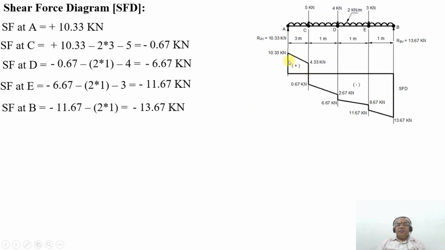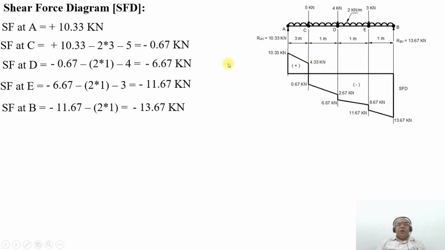When we analyze this in shear force, we can see SF at A is 10.33 kilonewton. Just before C, you have a UDL. At the point C, you have a UDL and also the point load. So when plotting, first we need to consider the UDL, and then apply the point load. Considering only the UDL, SF at C will be equal to plus 10.33 minus 2 into 3, which becomes 6. So 10.33 minus 6 will be equal to 4.33 kilonewton.